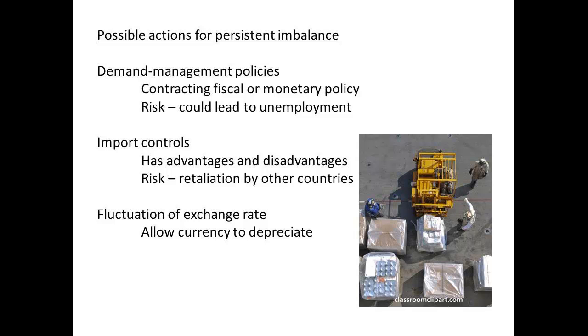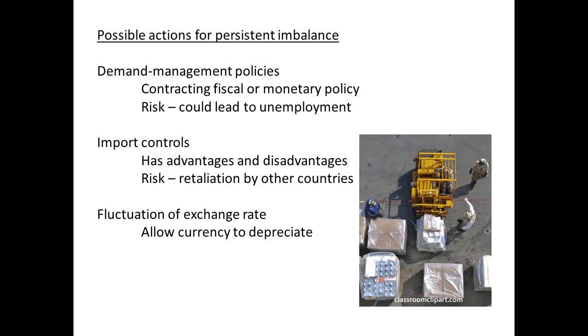Can governments do anything about this? A contracting fiscal policy reduces demand for imports when there is a deficit, whilst an expansionary policy increases demand if there were a surplus. However, these policies would also affect internal objectives, such as control of the rate of unemployment. Deficit-reducing policies are likely to lead to an increase in unemployment.